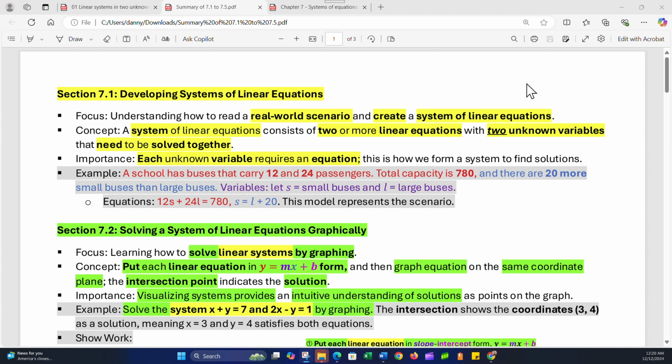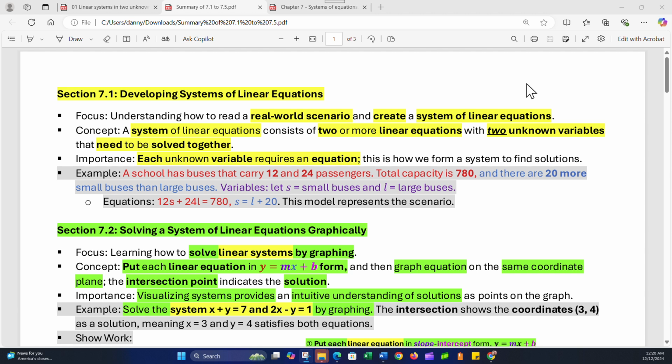So the concept of 7.1 is that a system of linear equations consists of two or more linear equations with two unknown variables that need to be solved together. In chapter 6 we just talked about linear equations, where we took a real-world scenario and created an equation that ultimately had one unknown variable.